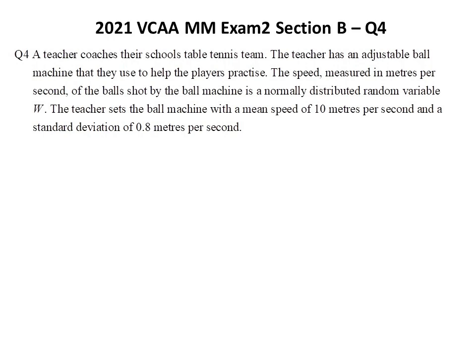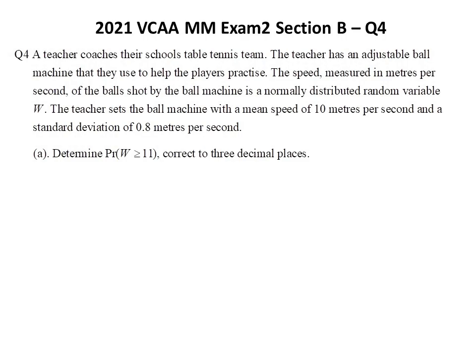In question 4, it states that a teacher coaches their school's table tennis team. The teacher has an adjustable ball machine that they use to help the players practice. The speed, measured in meters per second, of the balls shot by the ball machine is a normally distributed random variable, W. The teacher sets the ball machine with a mean speed of 10 meters per second and a standard deviation of 0.8 meters per second.